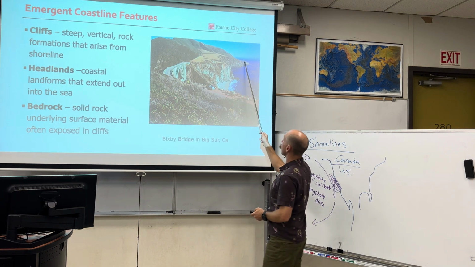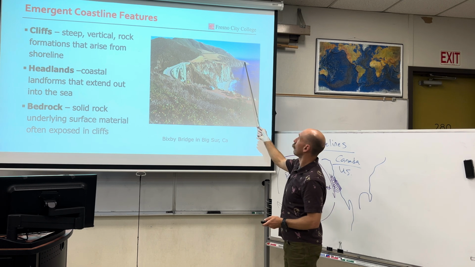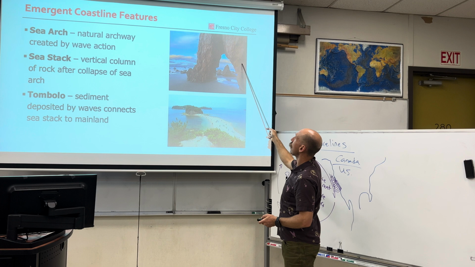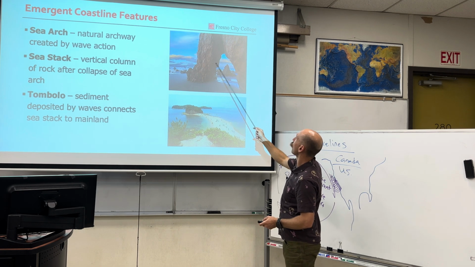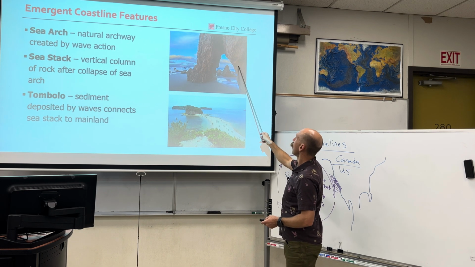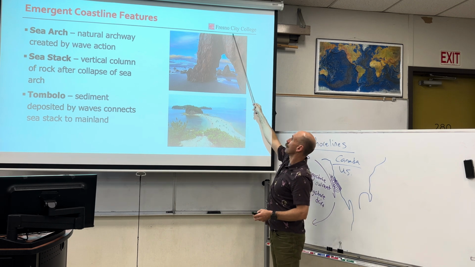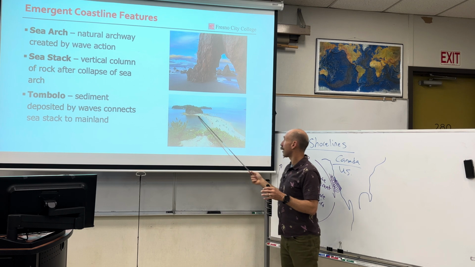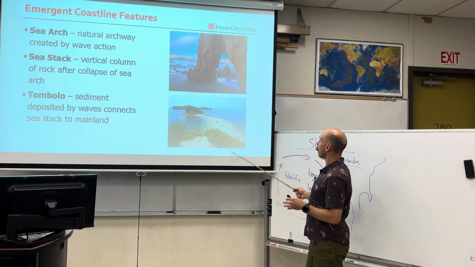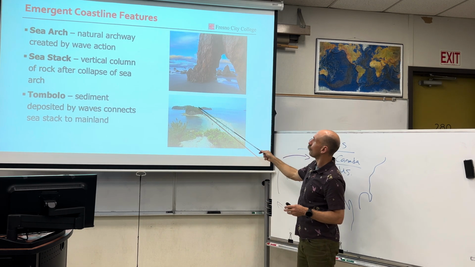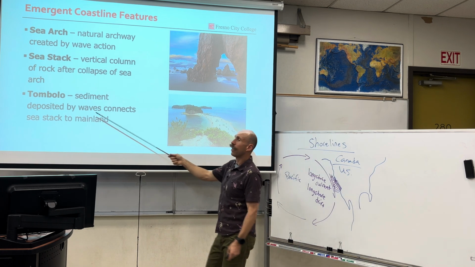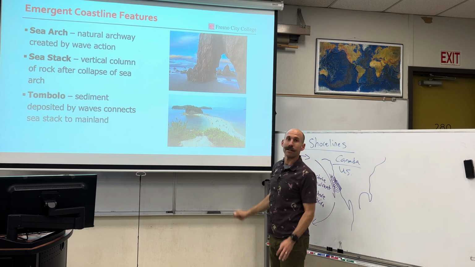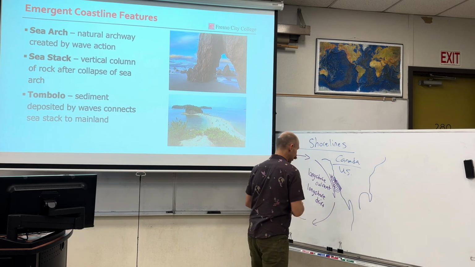Now, these headlands are subject to erosion, and the headlands will erode, sea caves will form underneath in the bays. Those sea caves will erode more into sea arches. The sea arches will collapse, leaving sea stacks. And when the sand from the mainland connects out to a sea stack, we have what's called a tombolo. So again, features of emergent coastlines.